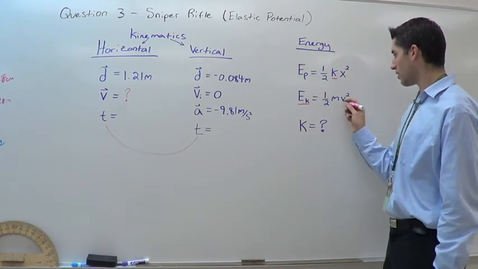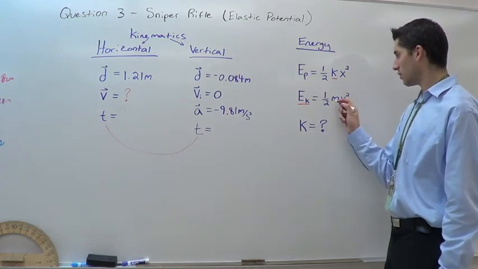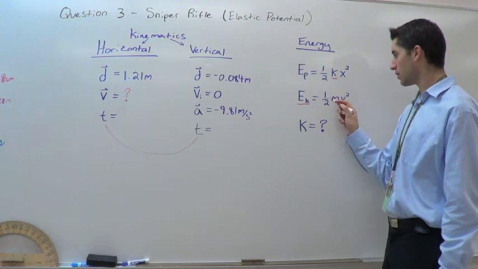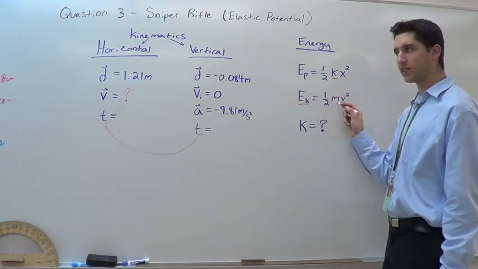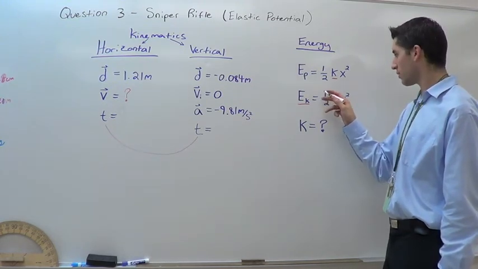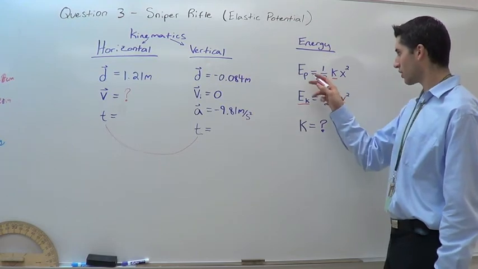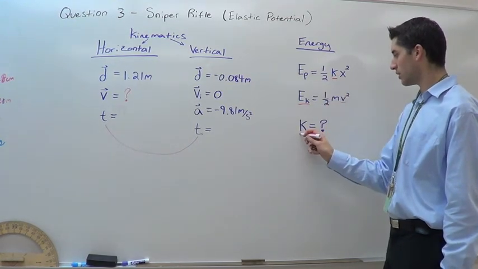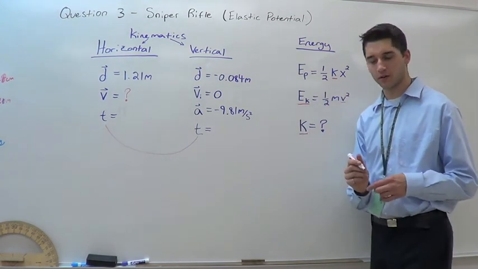Now we've just found our velocity. We have the mass as given in the question, and we have our equation. So if we equate these two, we can indeed solve for our unknown.